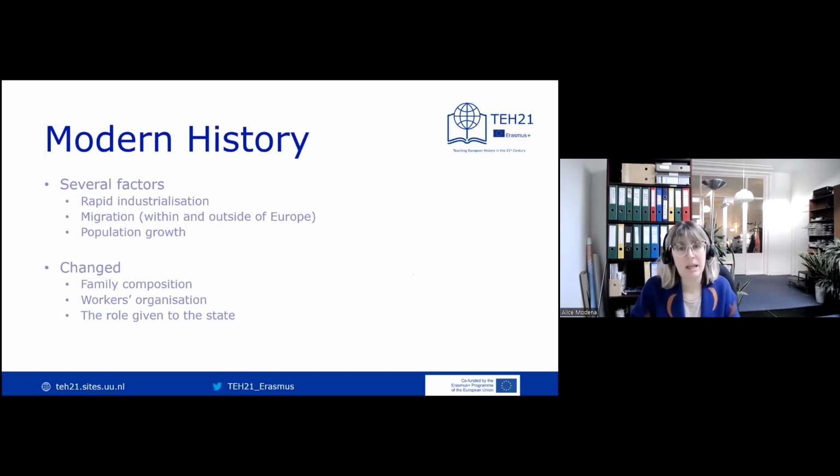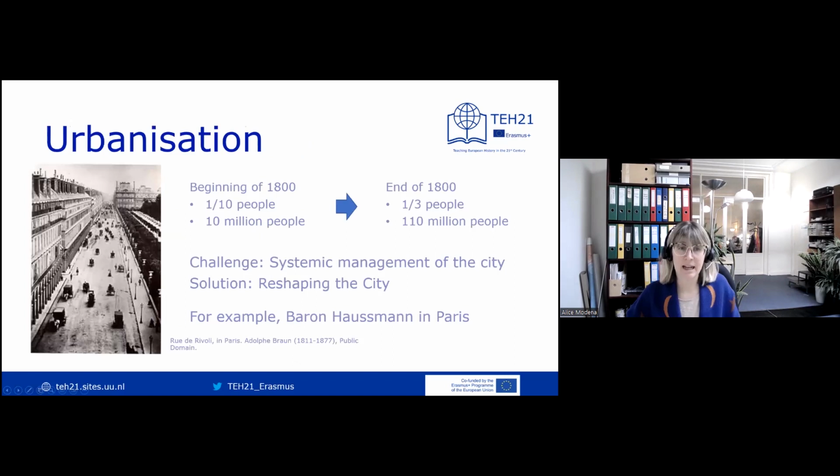At the same time, individuals started seeing themselves more and more as citizens worthy of social rights and started demanding an active role of the state as the protector of such rights. As a consequence, the state began some forms of social engineering. To look more in detail into social engineering and welfare in modern history, we will focus on urbanization, labor, family, and social policies.